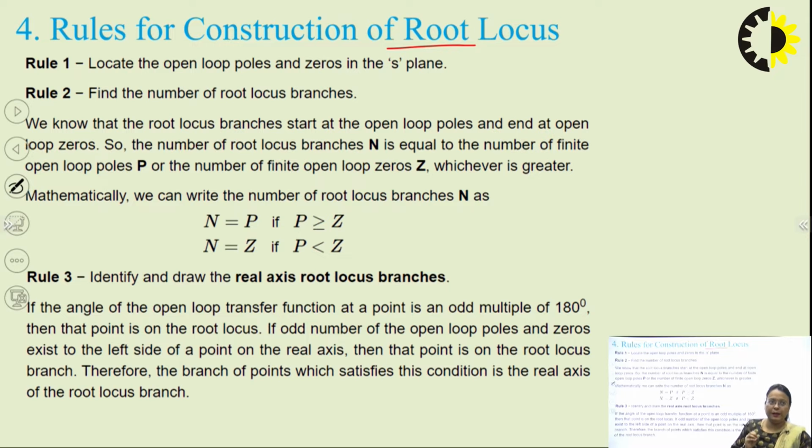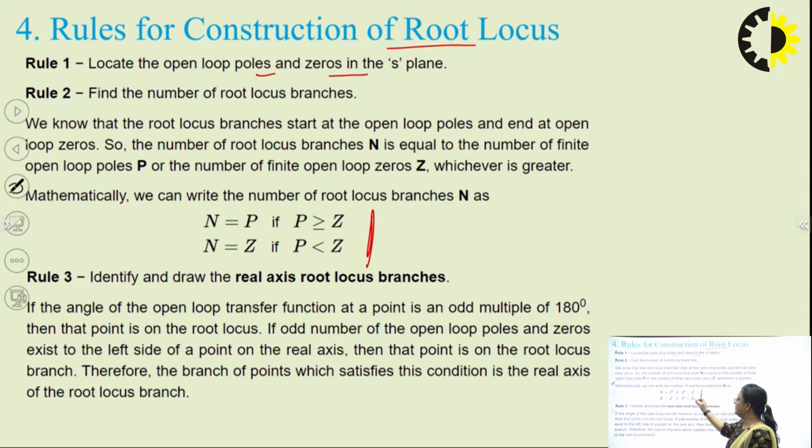First point is we should know that the root locus is symmetrical about the real axis, the horizontal real axis. First of all, we have to locate the open loop poles and open loop zeros in the S plane. Then the second point is we have to find the branches of the root locus. Using this we can find the root locus branches.